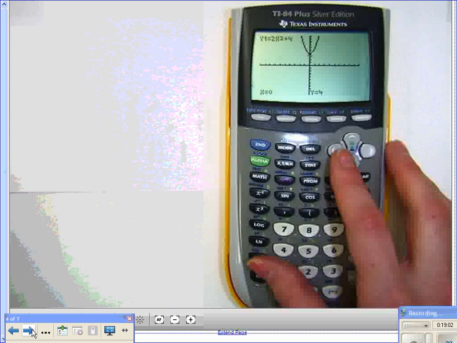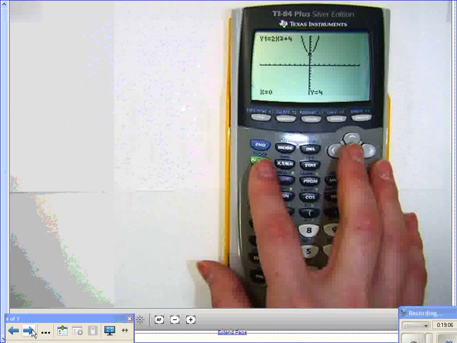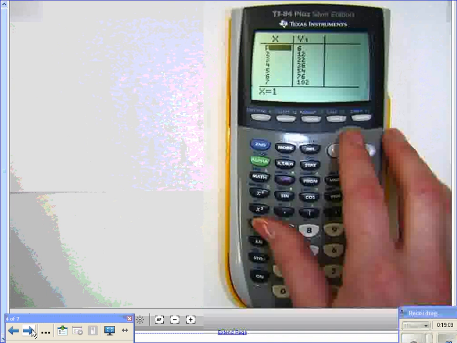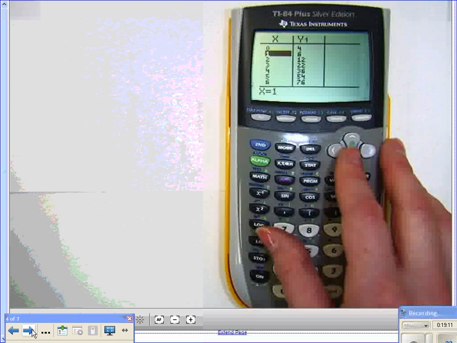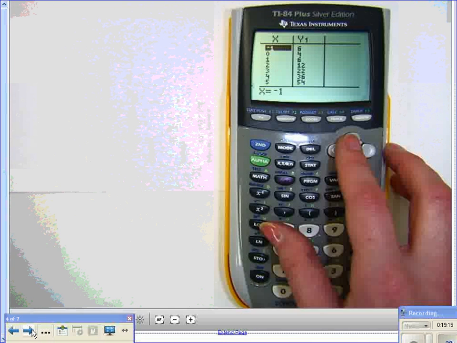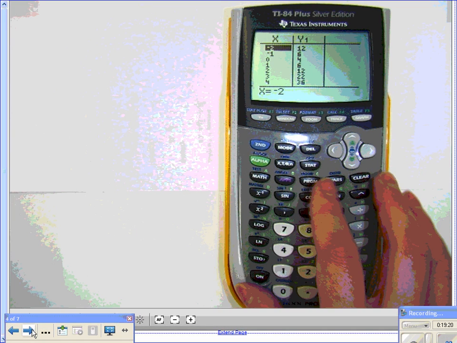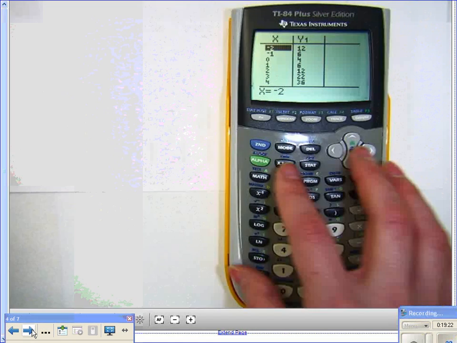If I hit trace, you notice it's at (0, 4), so I know that's also my y-intercept, since it's the same in this case. If I go to my table, I can also confirm (0, 4), (1, 6), (2, 12). The corresponding point to (1, 6) was (-1, 6), and then (-2, 12). So it goes around wherever your vertex is, which is why it's nice to find your vertex first.